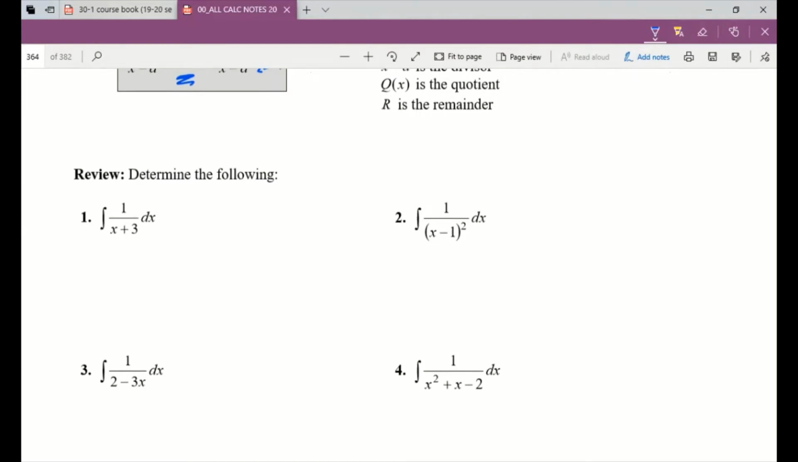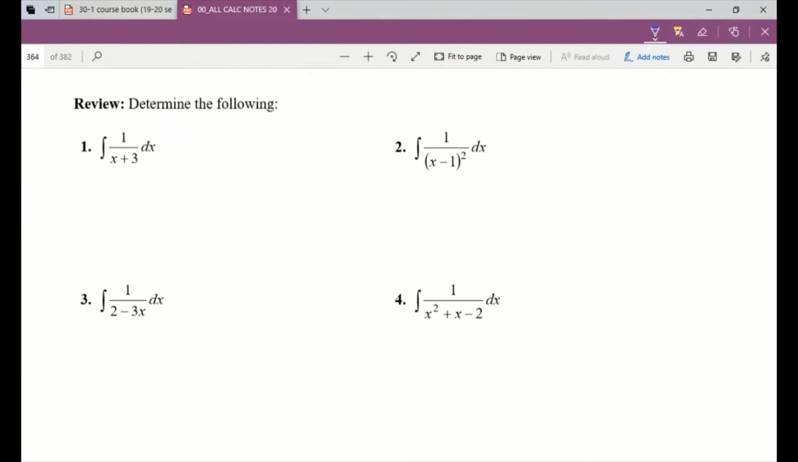A couple of review questions on what to do when you have some fairly straightforward looking integrals. We have the integral of 1 over x plus 3 dx. This just ends up being natural log of the absolute value of x plus 3. We can't forget the plus c on here. Whether or not you do that with a substitution at this point, these ones are not too bad. You could do it with a substitution if you wanted to. We could also do the next one by recognizing that 1 over x minus 1 squared is x minus 1 to the negative 2 dx.